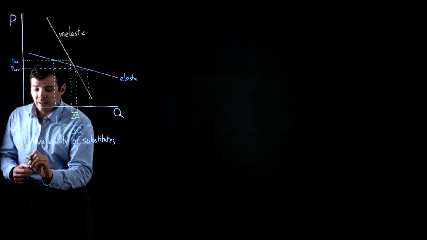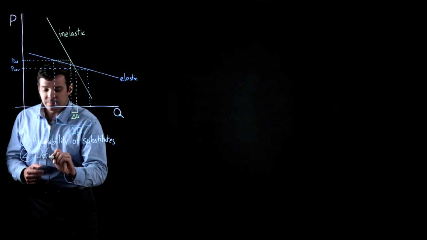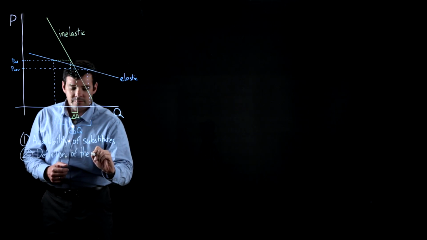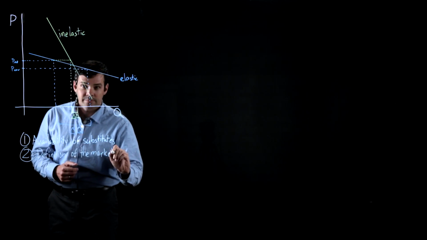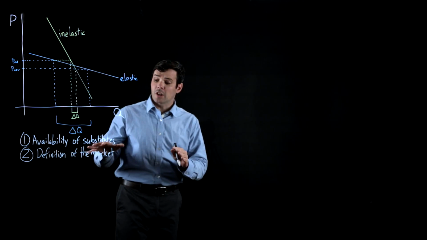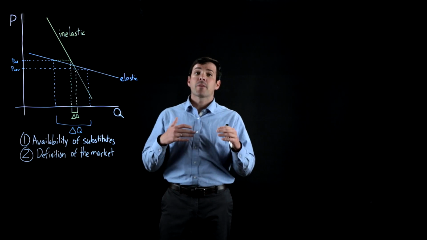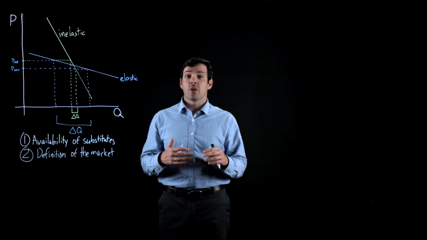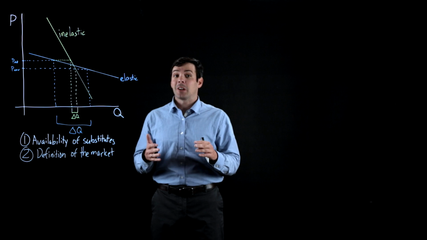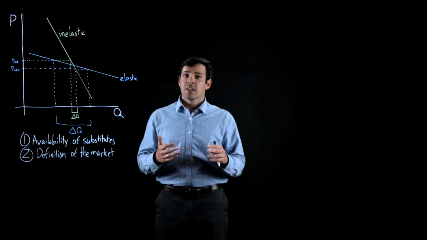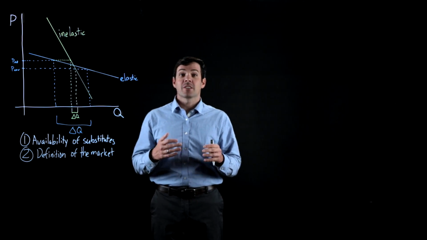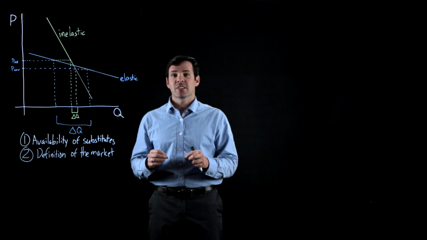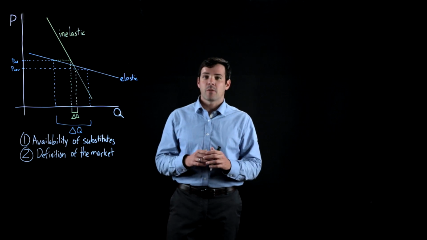The second determinant is the definition of the market. The concept of substitutes is closely related to this idea. The demand for pizza from a particular restaurant is going to be more elastic than the demand for pizza overall. Pizza from one restaurant is a close substitute to pizza from another restaurant. Similarly, gasoline at one gas station is a very close substitute for gas from another one, so demand for a particular station's gas will be more elastic than for gasoline overall.